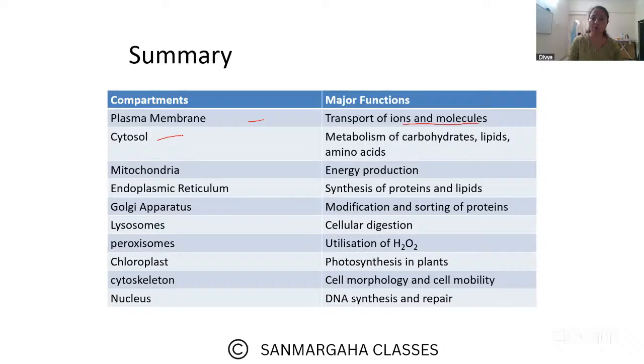Then cytosol, what does it do? It metabolizes carbohydrates, lipids, and amino acids. Okay, and mitochondria, no need to tell at all, it is the energy production house, that is, ATP is generated there. Then endoplasmic reticulum: synthesis of proteins and lipids, rough endoplasmic reticulum proteins and smooth endoplasmic reticulum lipids. Then Golgi apparatus, what does it do? It modifies and sorts, packaging and transporting of the proteins takes place here.